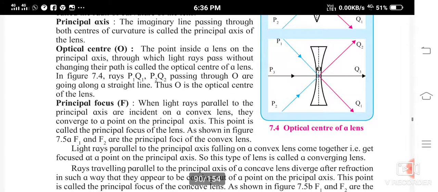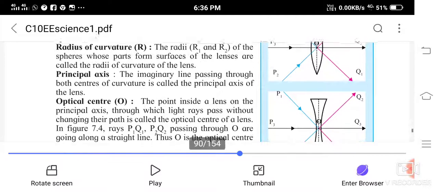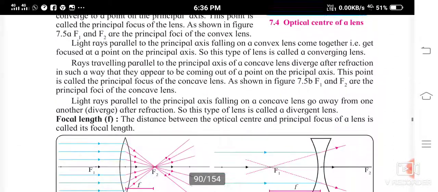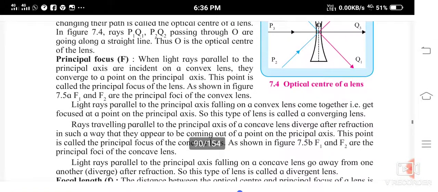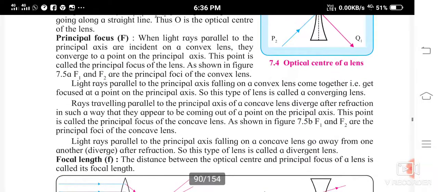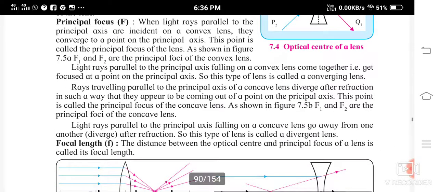Principal focus. When light rays parallel to the principal axis are incident on a convex lens, they converge to a point on the principal axis. This point is called the principal focus of the lens. So what is the principal focus? When light rays parallel to the principal axis are incident on a convex lens, they converge to a point on the principal axis. Now I will show you.